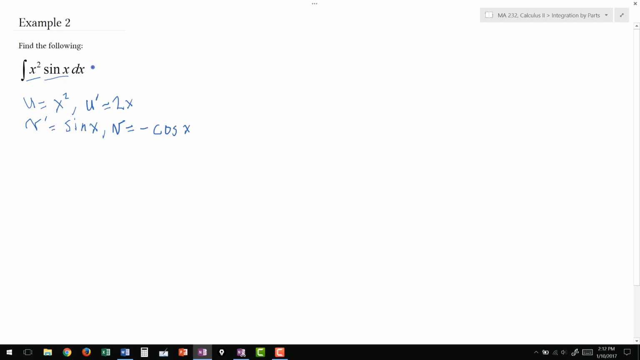Applying the parts formula, my original integral will equal u times v minus the integral of v u prime. And now we fill in the u's and the v's according to our choices. My u was x squared, and my v is minus cosine x. And then I subtract the integral of u prime times v, which is minus cosine x again.